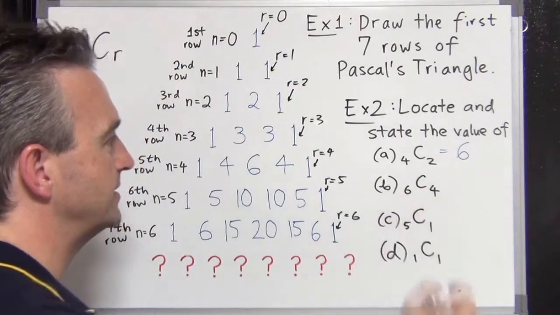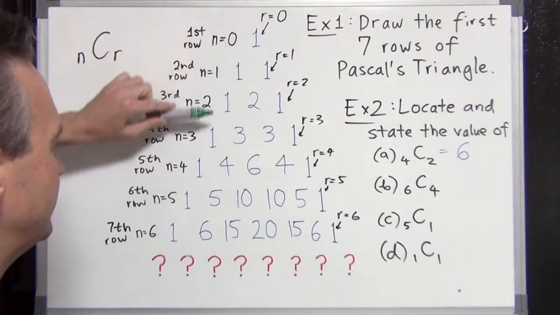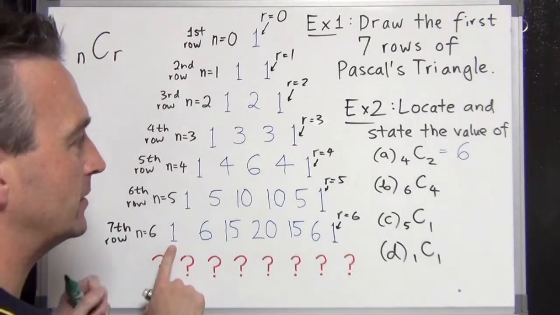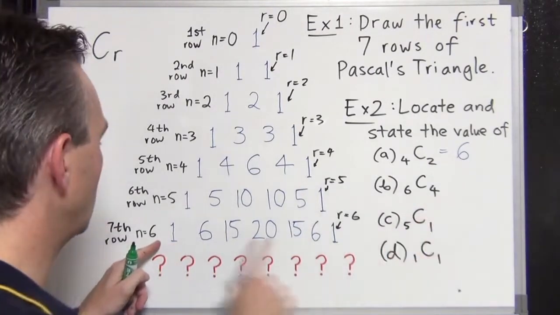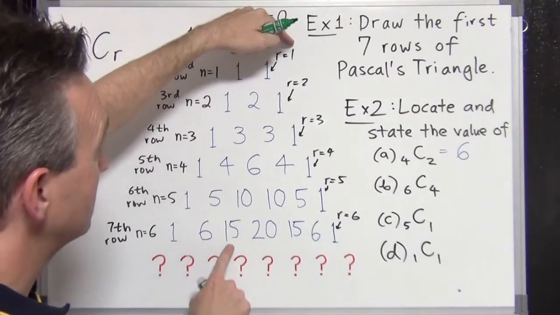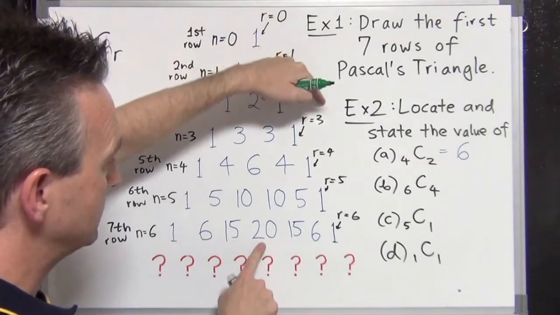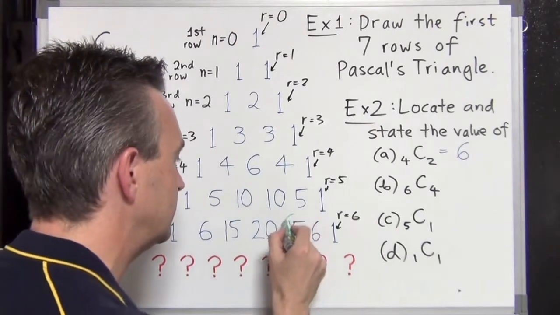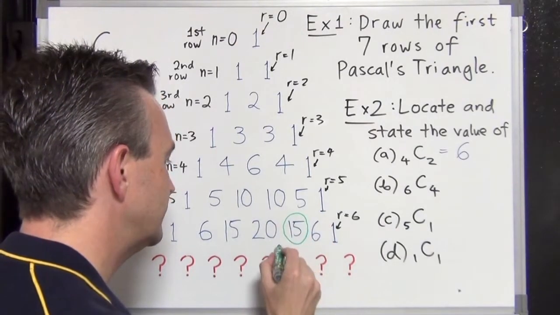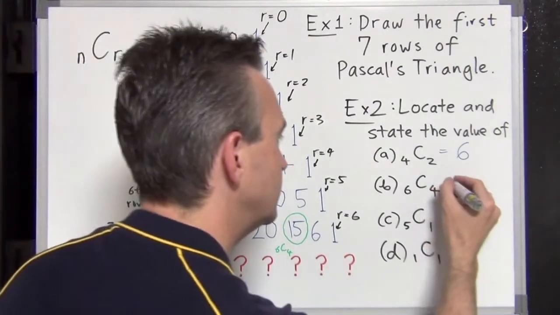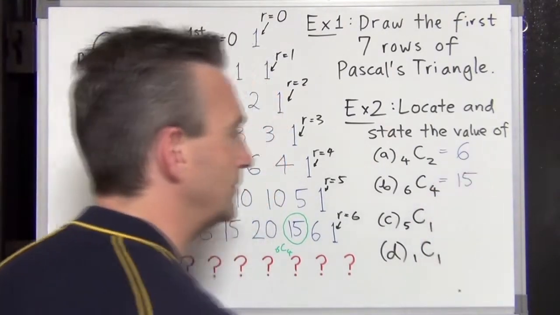Next one, 6C4. So we're on the n equals 6 row, which is the 7th row. We are down here, and we're looking at an r value of 4. So r equals 0, r equals 1, r equals 2, r equals 3, r equals 4. This number here, 15, is 6C4. So the value of 6C4 is 15.